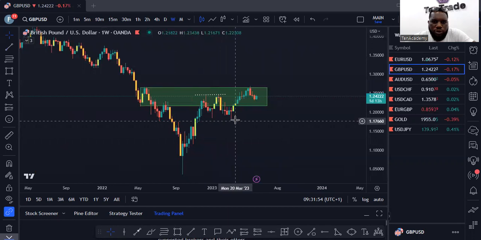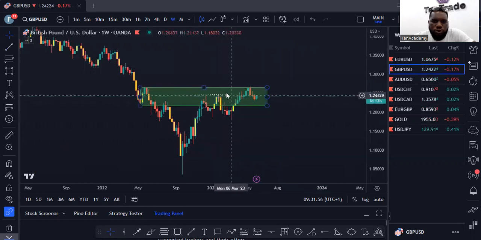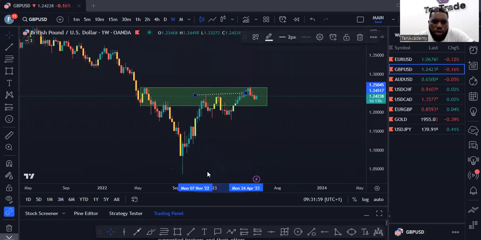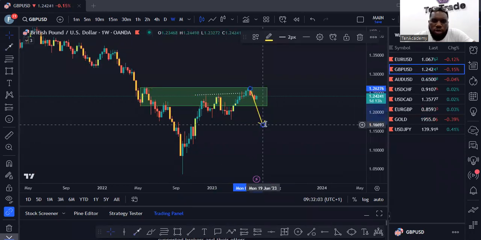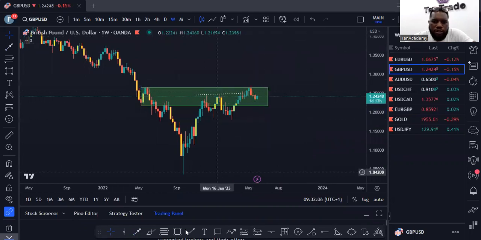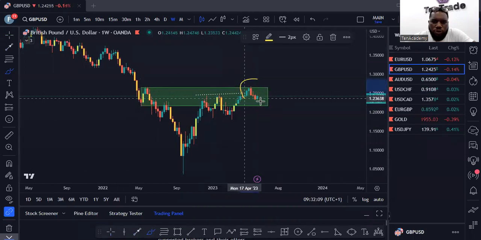There's a bit of seller's pressure right here, double top. And if all is good, then we should see a big drop like so. Now, let's check out the character of what is going on here on GBPUSD. Ultimately, we're expecting a drop.